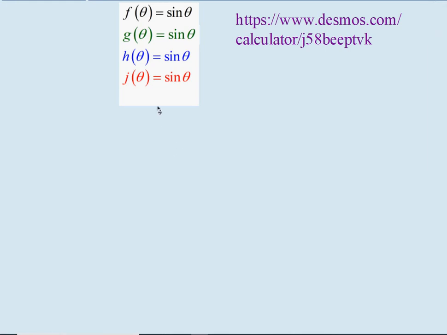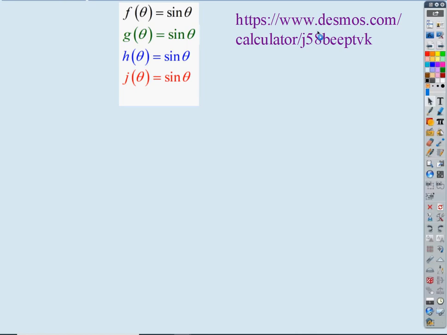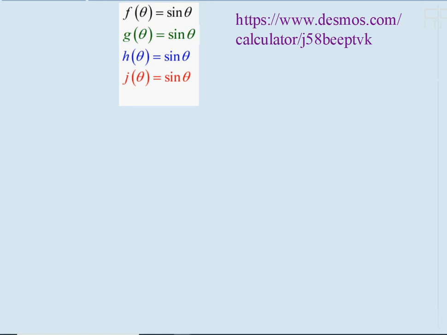So let's look at a sine function here for a second. I made a little Desmos form yesterday, so let me pull that up. I'll link to this in the notes, so you guys can go to this too if you want to mess around with it.